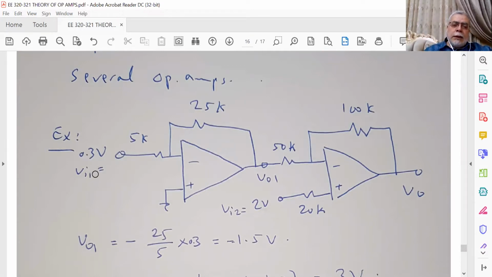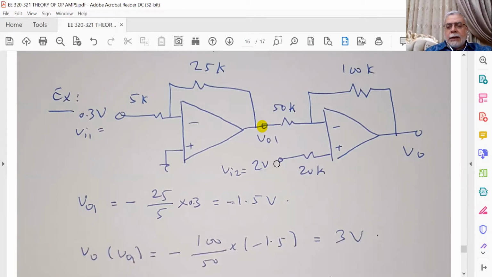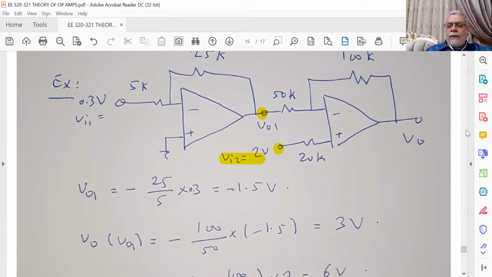We have here an input Vi1 equal to 0.3 volt. This amplifier has 25K RF and 5K as R1. The second amplifier has 100K RF, and I have two inputs. The VO1 due to the first stage goes through R1 of the second stage equal to 50K. And here I have an R equal to 20K and a second input Vi2 equal to 2 volts. So in this case, I will calculate VO1, then VO2.